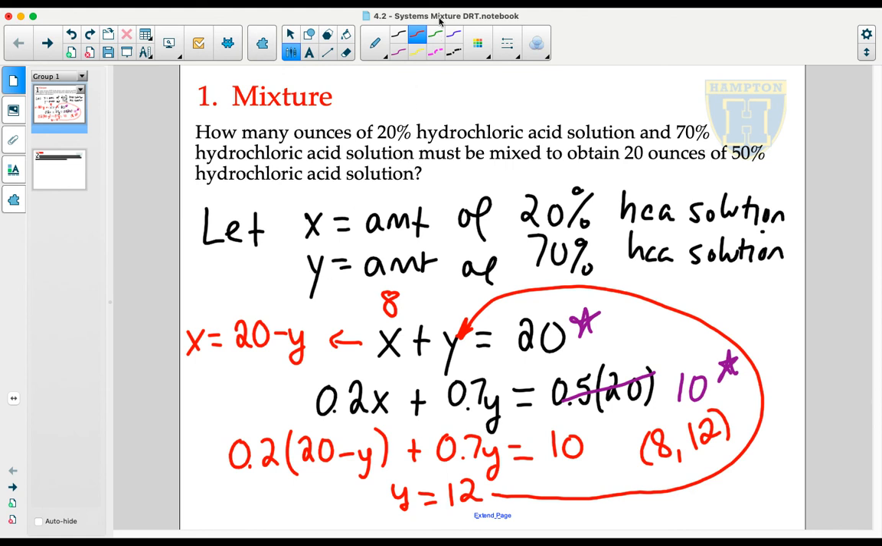And it wouldn't be a bad idea if you had time to take those two numbers and check them in this equation. The whole point of solving a system is that that point will work in both of them. So you want to make sure that it would actually work, putting an 8 here and putting a 12 here. This would become 1.6. This would become 8.4, and together they make 10, and that work checks out.